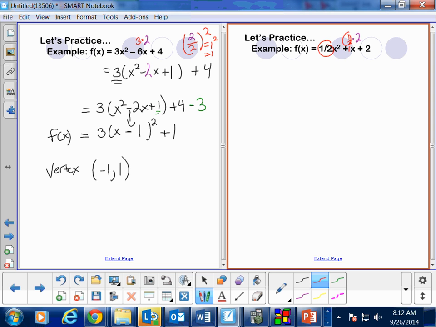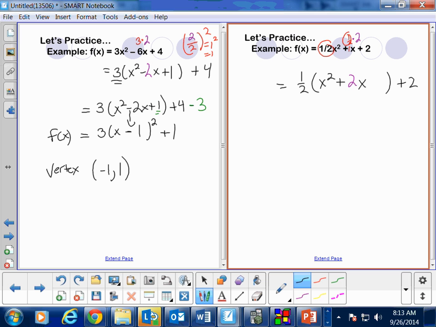This first thing is going to be factored out in this one, so let's factor that out. We're going to end up with a half times x squared plus 2x. Let me just make sure that I'll leave a space here because remember we're going to complete the square plus 2.